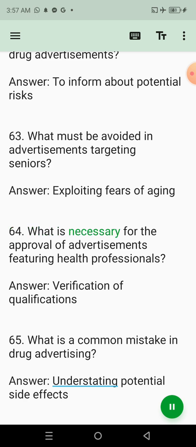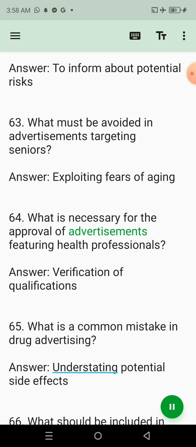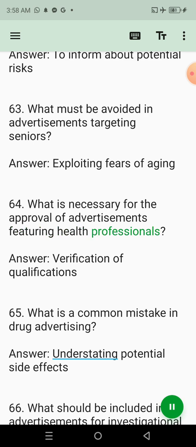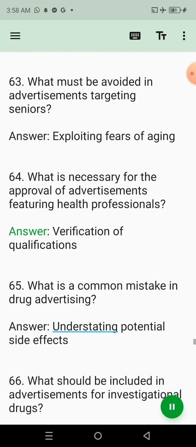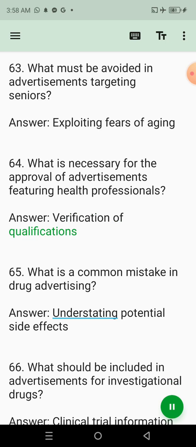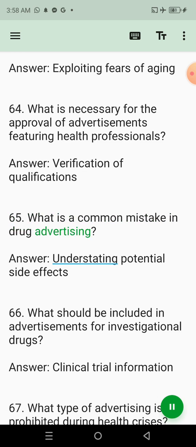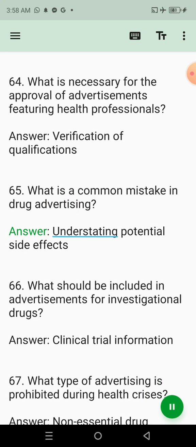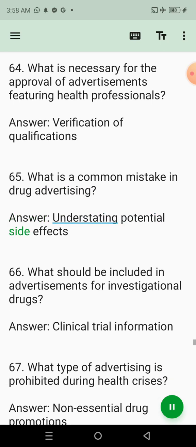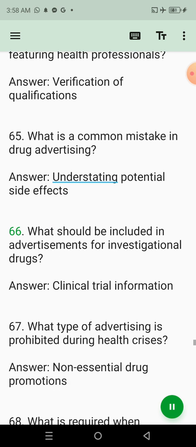64. What is necessary for the approval of advertisements featuring health professionals? Answer. Verification of qualifications. 65. What is a common mistake in drug advertising? Answer. Understating potential side effects.